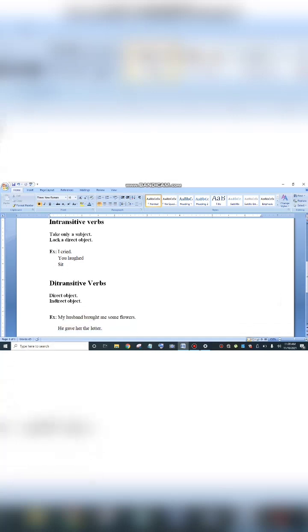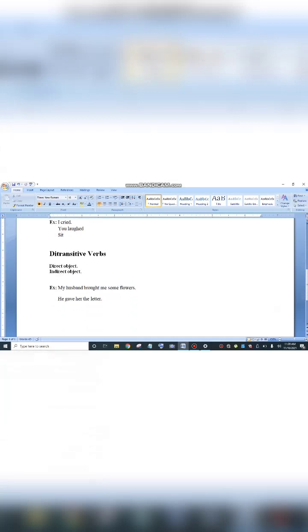Now let's come to the ditransitive verbs. What are the ditransitive verbs? Same as in transitive and intransitive, in ditransitive just remember the two things. Ditransitive takes two objects, direct object and indirect object. Means any sentence that has two objects, direct object and indirect object, will have ditransitive verbs.